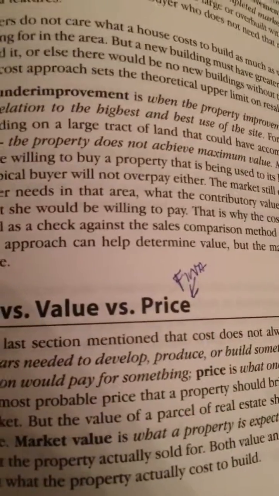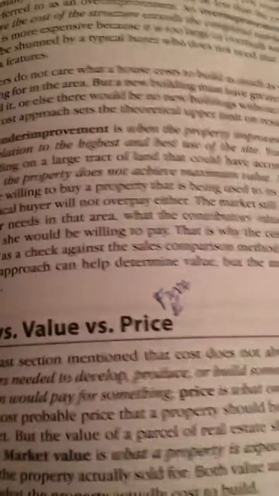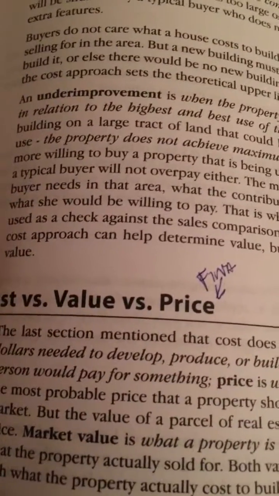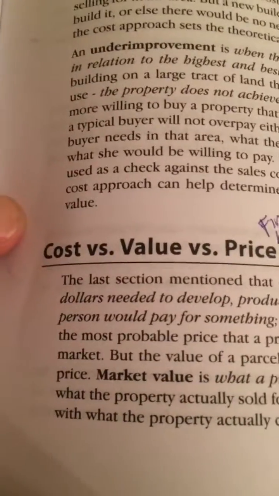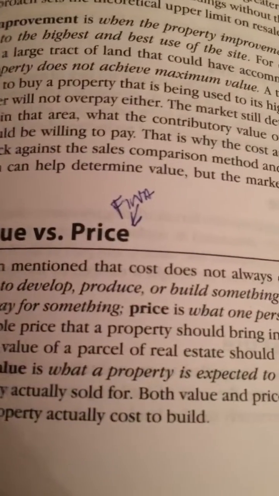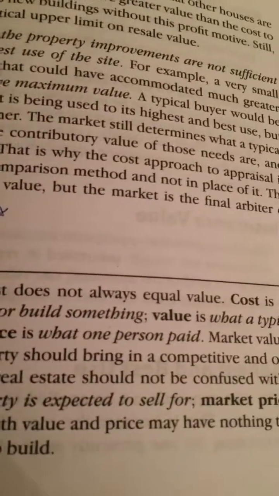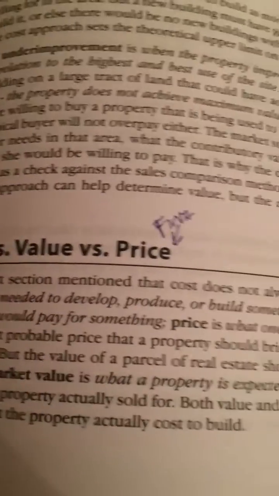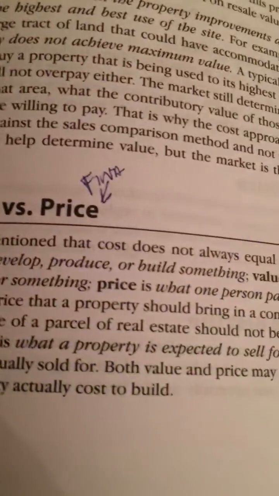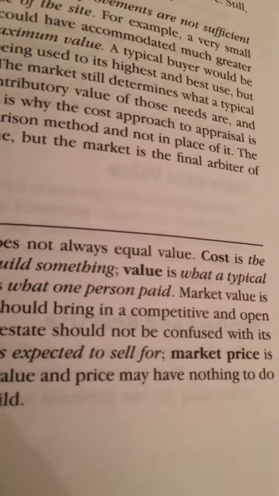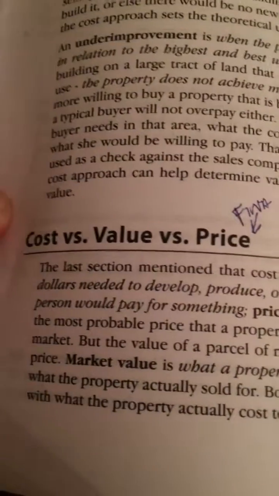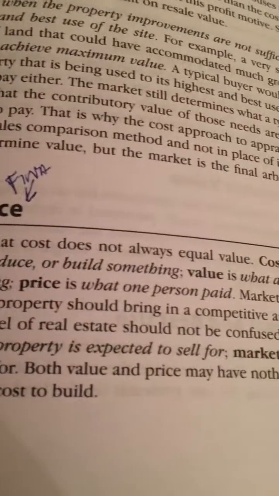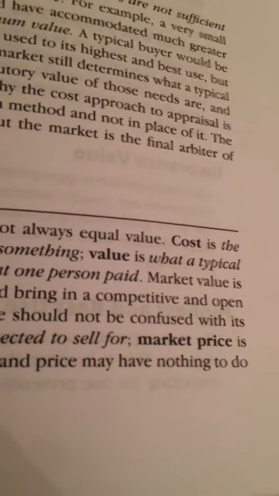Cost versus value versus price. Extra note, final is price. The last section mentioned that cost does not always equal value. Cost is the dollars needed to develop, produce, or build something. Value is what a typical person would pay for something. Price is what one person paid.